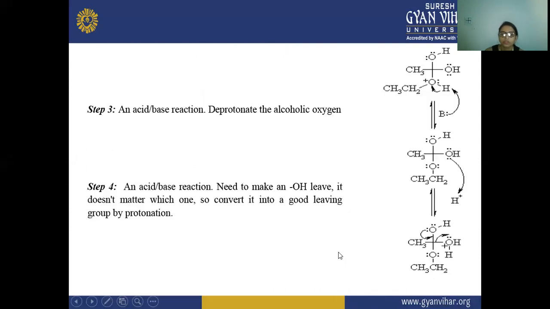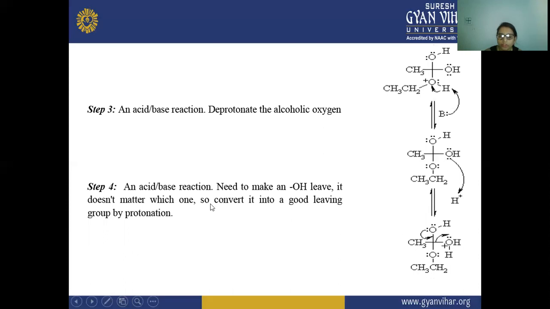In the next reaction, you will see the tetrahedral intermediate formed here is now reacted with the base. So here the acid-base reaction deprotonates the alcoholic oxygen. You will see this base will react with this H and take it with it, and after that, the H positive, the acid-base reaction needs to make an OH leave. So here there should be a leaving of this OH. This OH should be removed here.